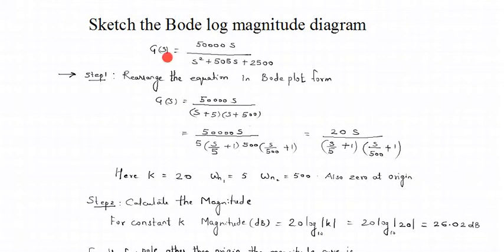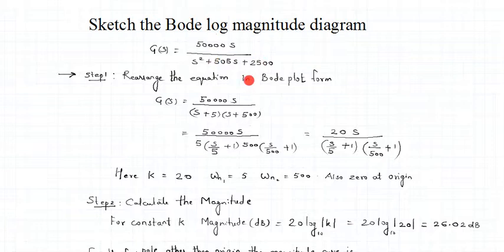Second transfer function is G(s) is equal to 50,000 s by s square plus 505 s plus 2500. Now how would we obtain the Bode plot of this? So what is the very first step? The very first step is to put the given transfer function in a form which is very compatible for doing the Bode plot analysis. So the first thing that we'll do is we'll factorize the denominator.